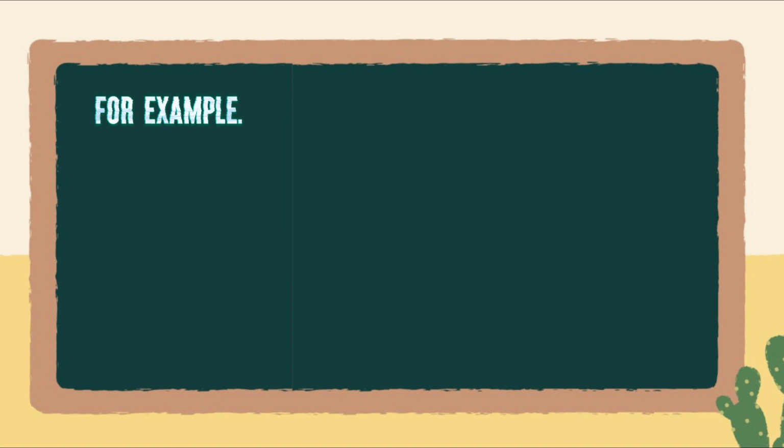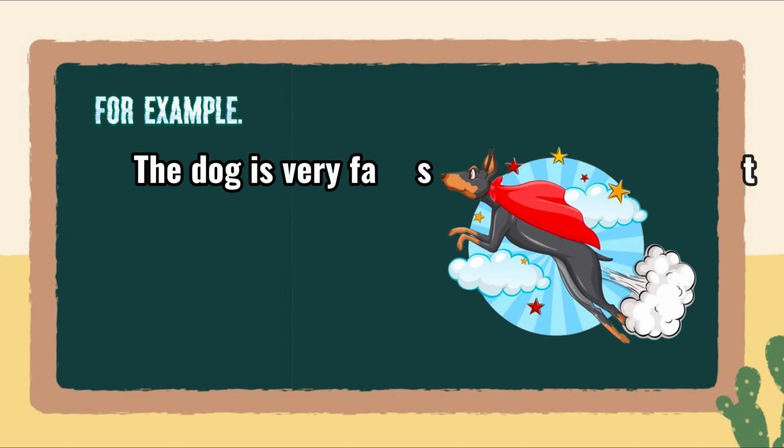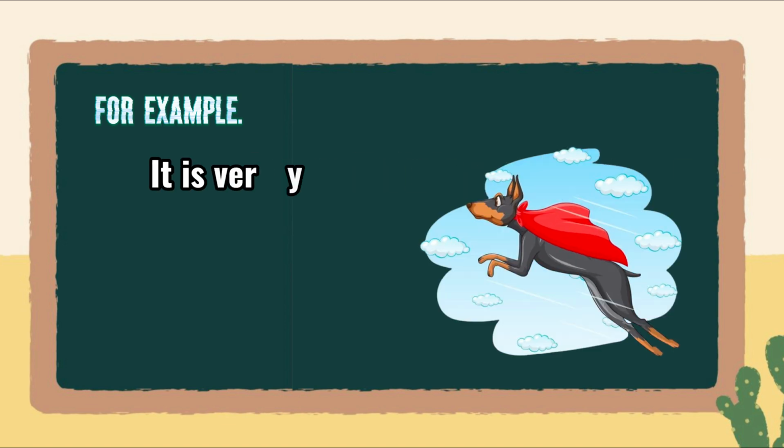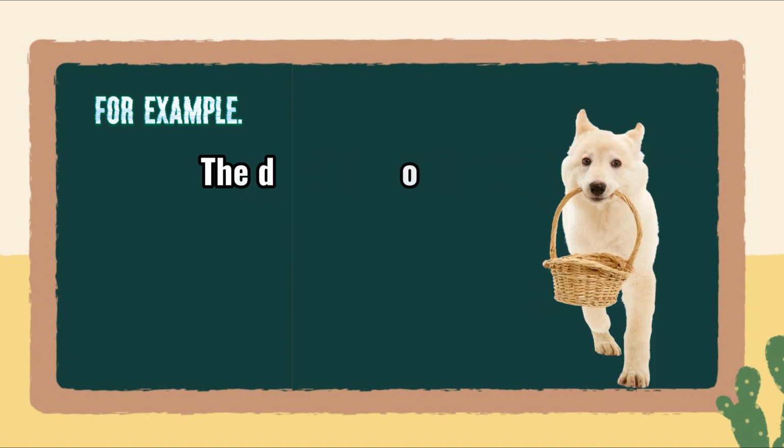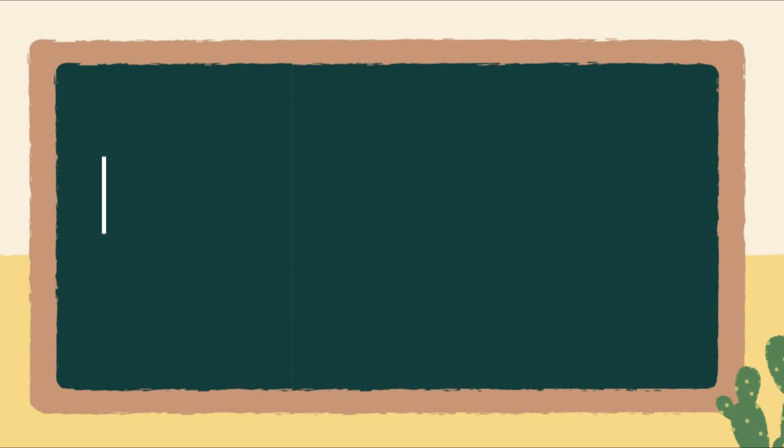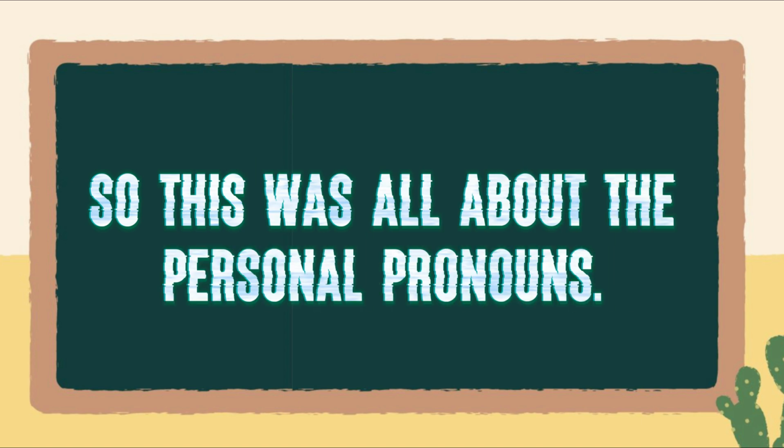For example, the dog is very fast. It is very fast. And the dog carries the basket. The dog carries it. So this was all about the personal pronouns.